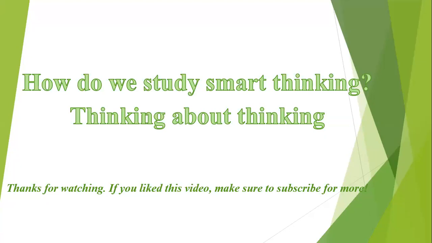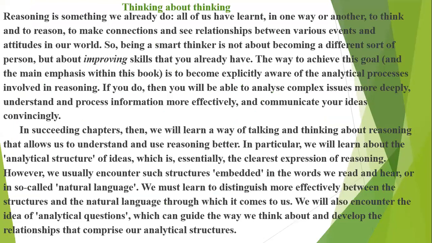How do we study smart thinking? Thinking about thinking. Reasoning is something we already do. All of us have learned, in one way or another, to think and to reason, to make connections and see relationships between various events and attitudes in our world. So, being a smart thinker is not about becoming a different sort of person, but about improving skills that you already have. The way to achieve this goal, and the main emphasis within this book, is to become explicitly aware of the analytical processes involved in reasoning.